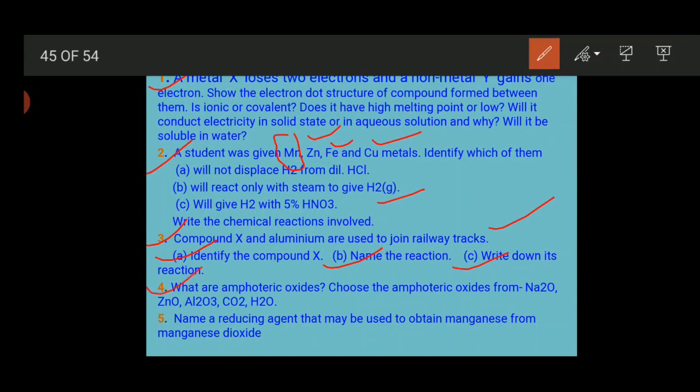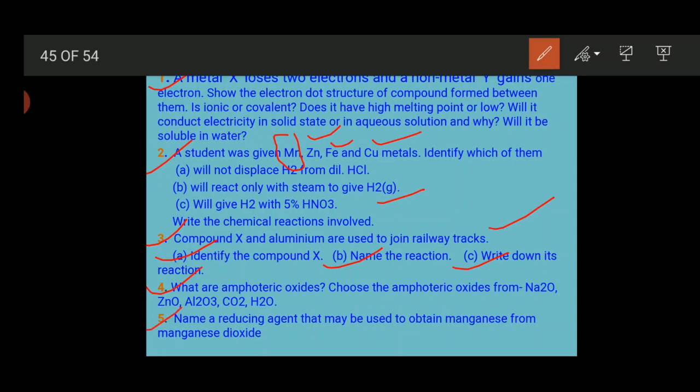Now the fourth question, what are amphoteric oxides? Amphoteric oxides are those oxides which show acidic properties also and basic properties also, depending upon the nature of the other reacting species. If the other reactant has the nature of an acid, then the amphoteric oxide behaves like a base. If the other reactant behaves like a base, then the amphoteric oxide behaves like an acid. Now identify which one is the amphoteric oxide.